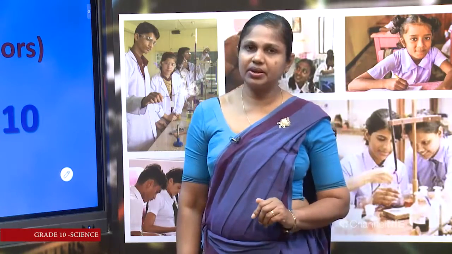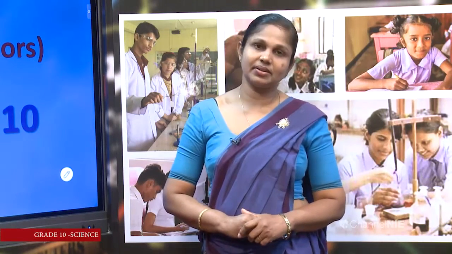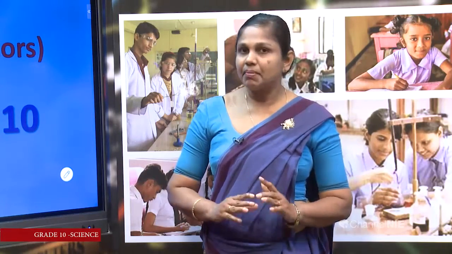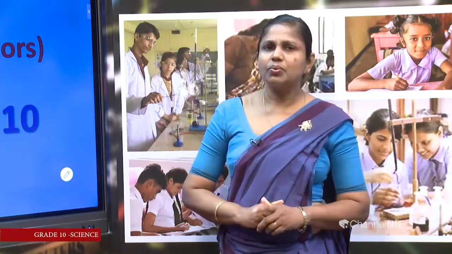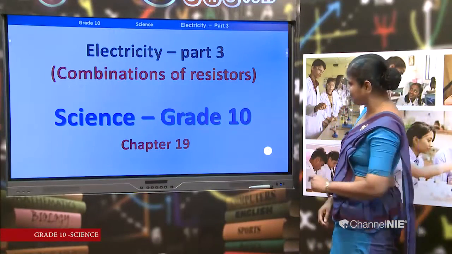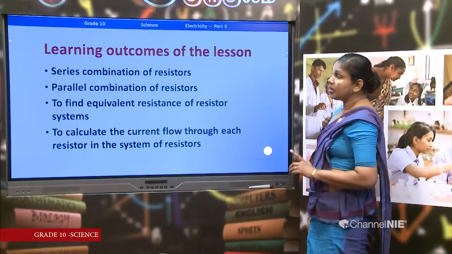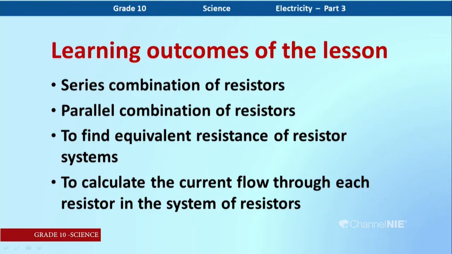Today in this lesson we are going to learn about combinations of resistors. Before starting the main topic, let me show you what we are going to learn today. These are the subtopics that we are going to learn today. At the end of this lesson, children, you will be able to learn series combination of resistors, parallel combination of resistors, to find equivalent resistance of resistor systems, to calculate the current flow through each resistor in the system of resistors.